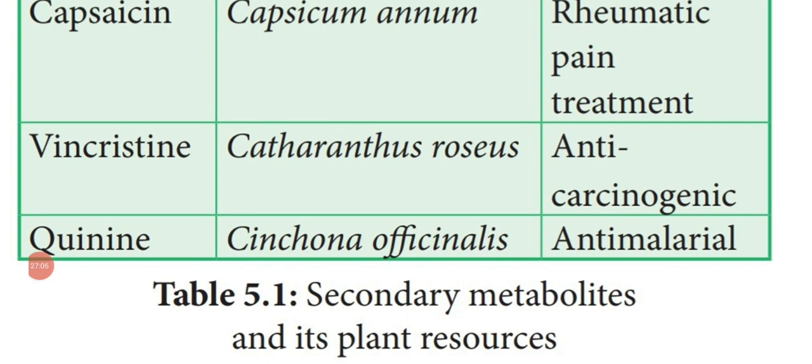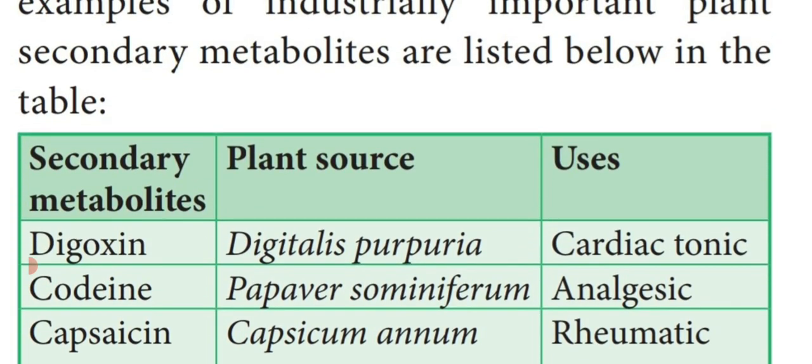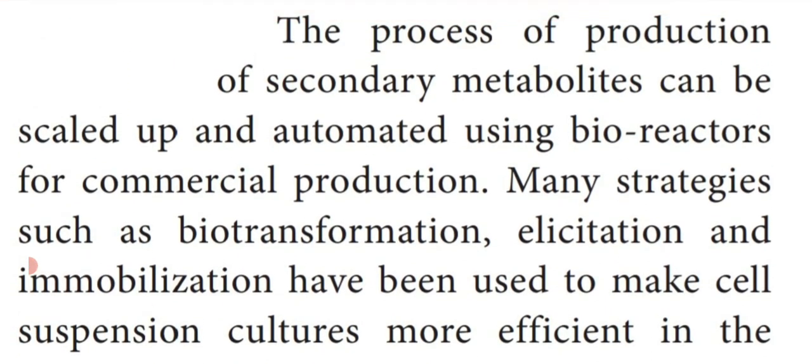I hope you have all understood the different topics taught in this video class, that is protoplast culture and cell suspension culture. By using cell suspension culture, how secondary metabolites are produced, in which plants they have been produced for industrial purposes, and their uses are also given in the table.